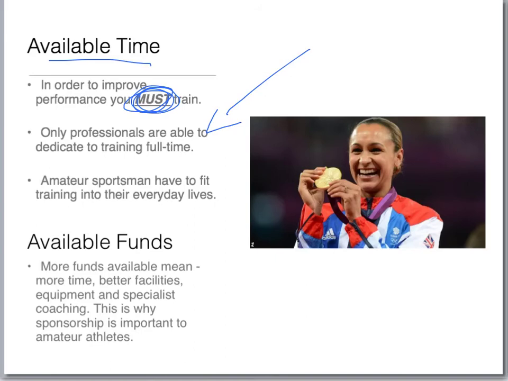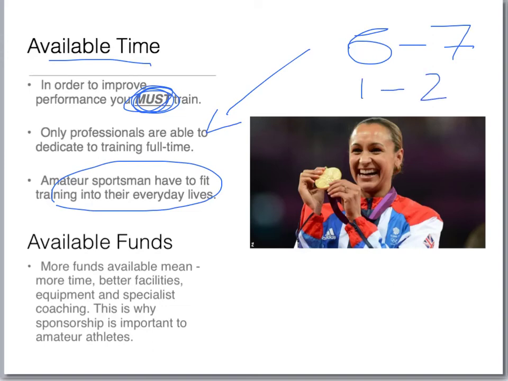Now, amateur sportsmen, like all of us guys, we have to fit our training into our everyday lives. So you guys spend 6-7 hours at school. You then have to do homework, which is maybe 1 to 2 hours. You obviously then have to fit your training within that period. So it's relatively difficult for an amateur sportsman.